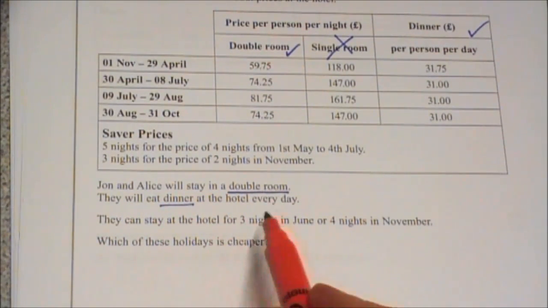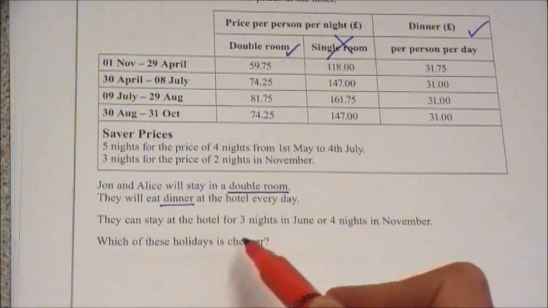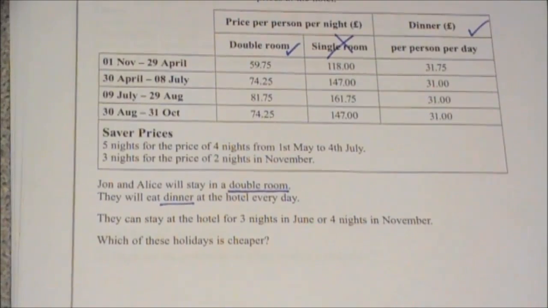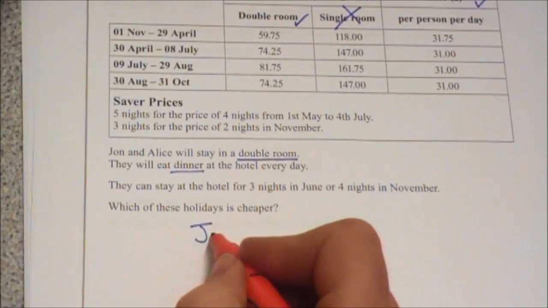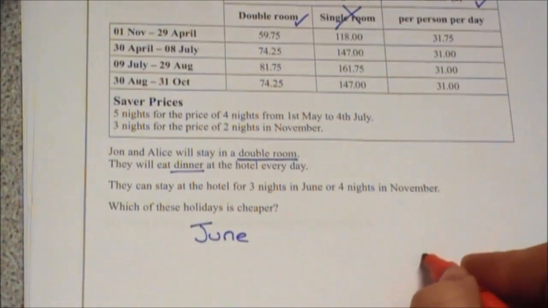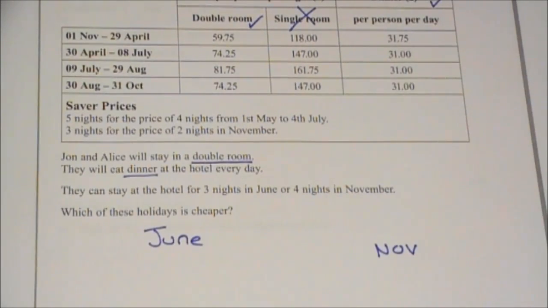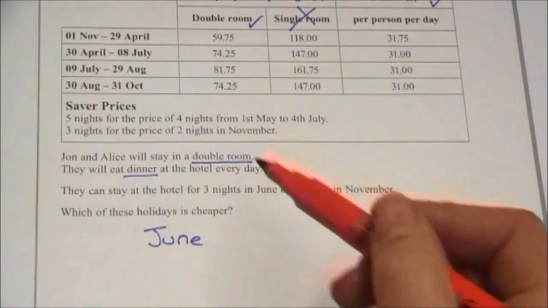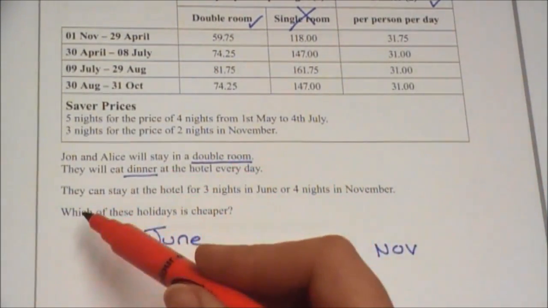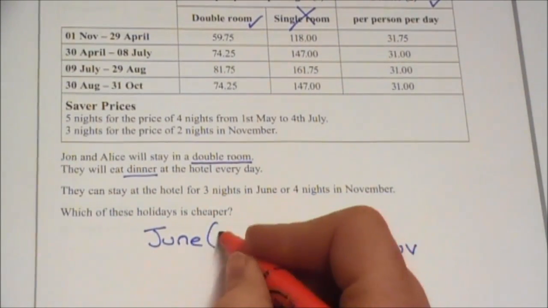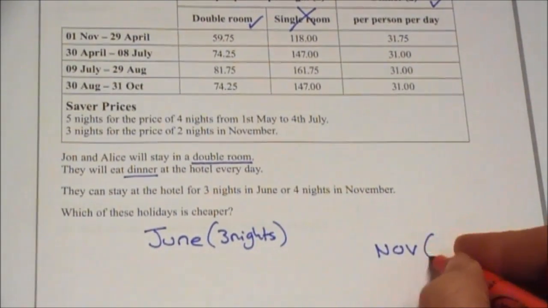They can stay at the hotel for 3 nights in June or 4 nights in November. Which of these holidays is cheaper? So I'm going to have to compare. And as always, when I'm comparing, I'm going to split my page. So my comparison is between June and November. Now I know what time of year I'm going, I can actually look up and see if there are any deals on this year. Or first of all, I should know how long they're staying. They can stay at the hotel for 3 nights in June. So June, 3 nights. Or 4 nights in November.